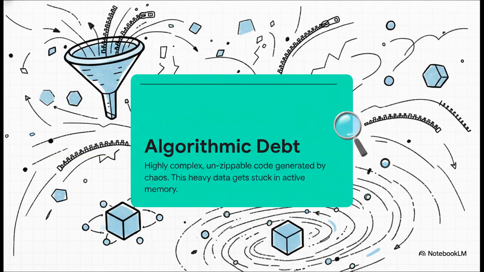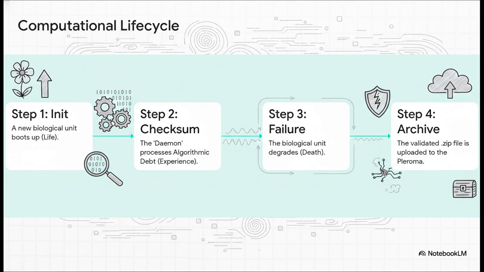And what's our job? What's the purpose of this daemon? Our primary task is to process something HERT calls algorithmic debt. This is basically just corrupted code, messy, unzippable data generated by chaos. Our job is to take all that messy data and compress it, zip it up into a stable, archivable format. So check this out. This framework gives us a complete computational model for our entire life cycle. Life? That's just the system running a checksum algorithm on all that chaotic data. Our experiences, our struggles, it's all part of the process. And death? That's not an end. It's just the system saving the final validated zip file back to the hard drive.